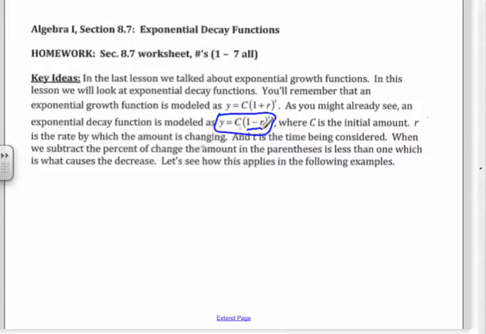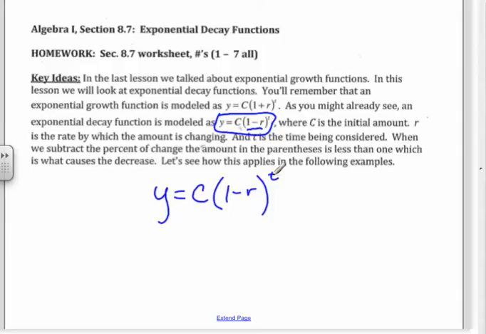Okay? So when I raise something to the t, I'm just going to write it a little bit bigger. I know that's a little fuzzy. (1 minus r) to the t. Anytime I do that repeatedly, I raise it to the exponent of t, it's going to be getting smaller and smaller and smaller. So I can look at a function and tell immediately whether or not it's growth or decay.